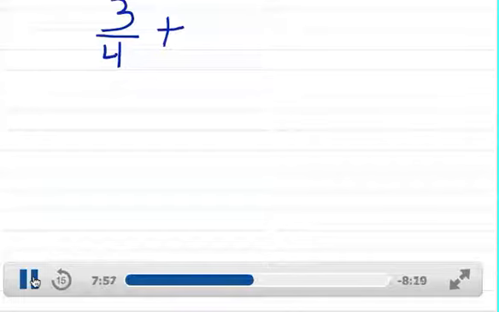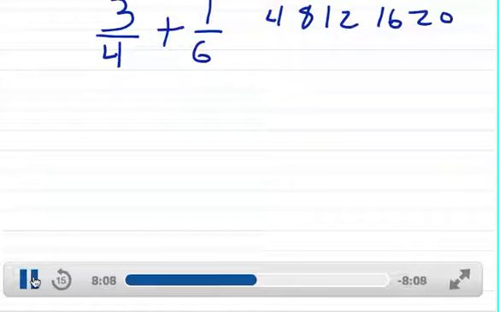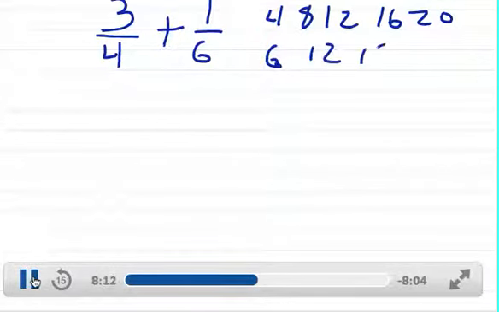Also, just take note, if you use least common multiple, your amount of reducing will be cut down a lot. So if I say 3/4 plus 1/6, okay, I know I can list my multiples of 4: 4, 8, 12, 16, 20, and my multiples of 6: 6, 12, 18, whoops, found it already. So my least common multiple is 12.